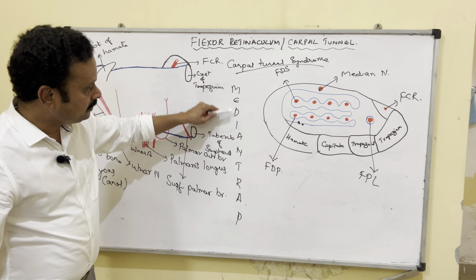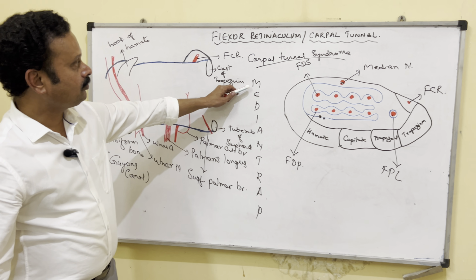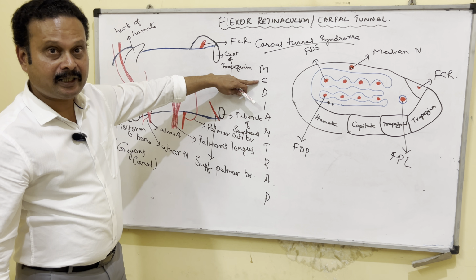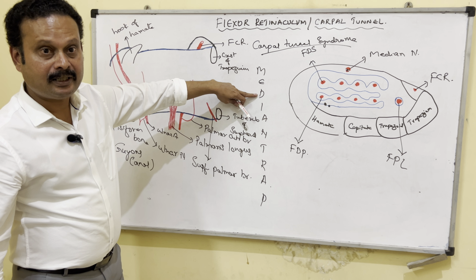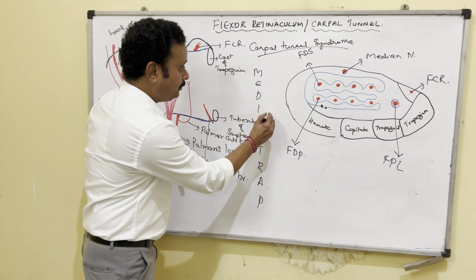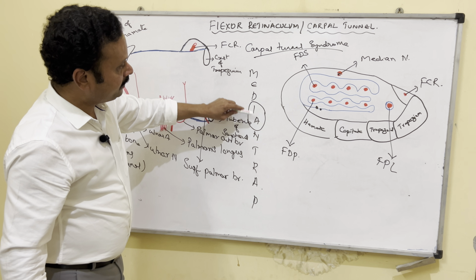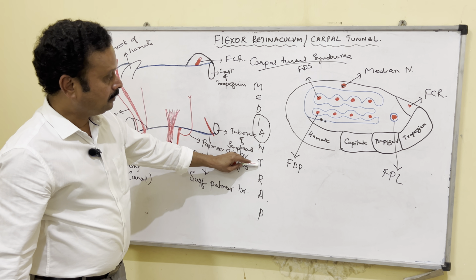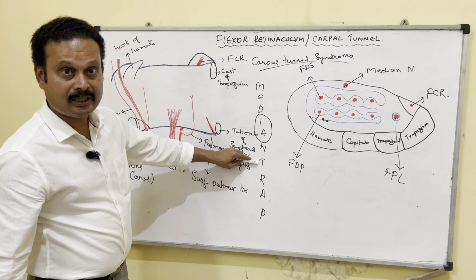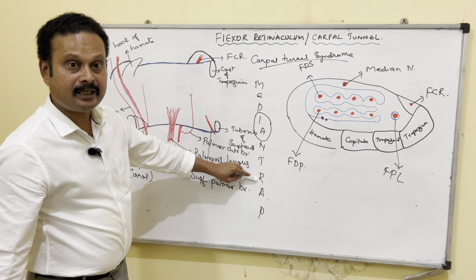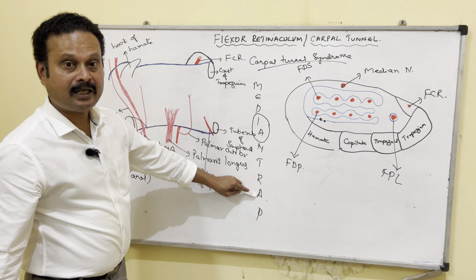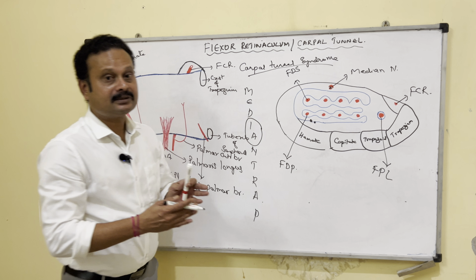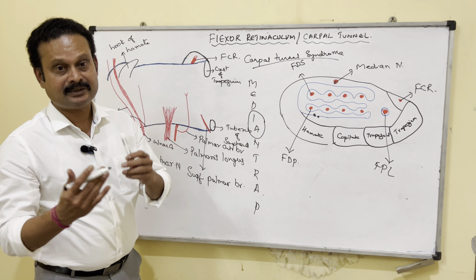Okay. Now, the causes of carpal tunnel syndrome are M for myxedema, E for edema, D for diabetes mellitus, I A for idiopathic acromegaly, N for neoplasms, T for thyroid disorders, R for rheumatoid arthritis, A for amyloidosis, P for pregnancy. So these are the causes of carpal tunnel syndrome.